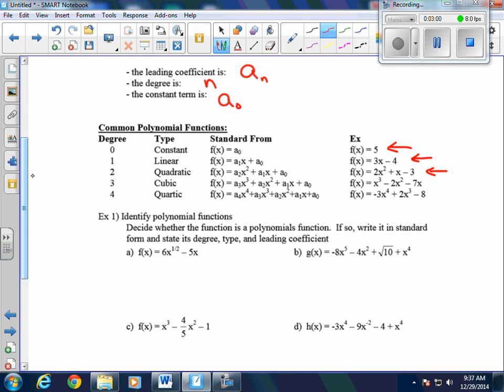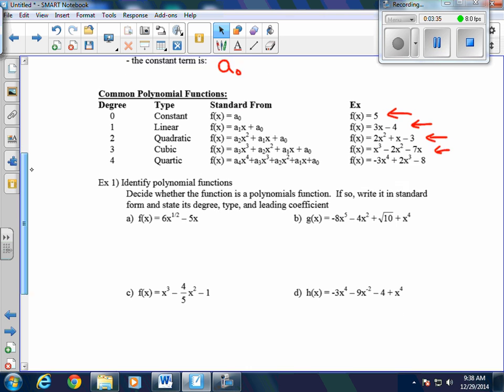Now the third degree polynomial is going to be called a cubic. And notice here we have a degree 3, and it could be ax cubed plus bx squared plus cx plus d. But as long as it has a degree 3, it's going to be cubic. And 4 is a quartic. And so here again are the standard forms. Here is the example of one. So it's f of x equals something with a fourth power.